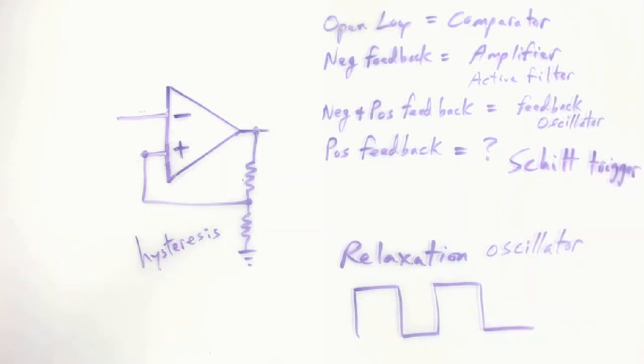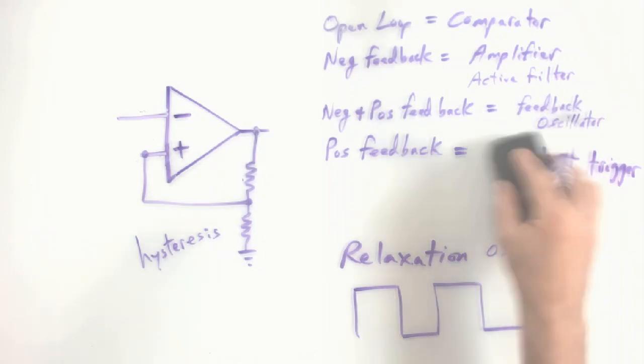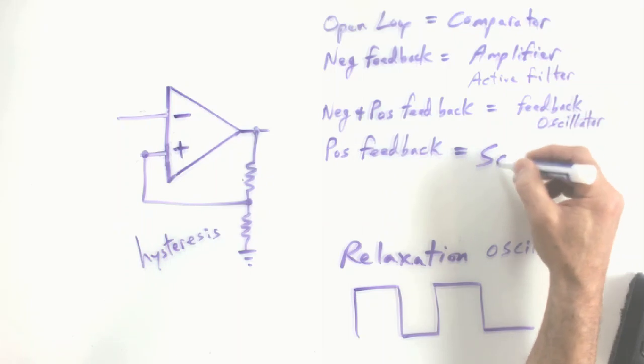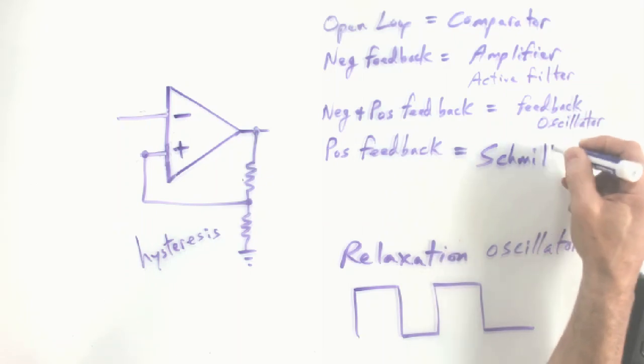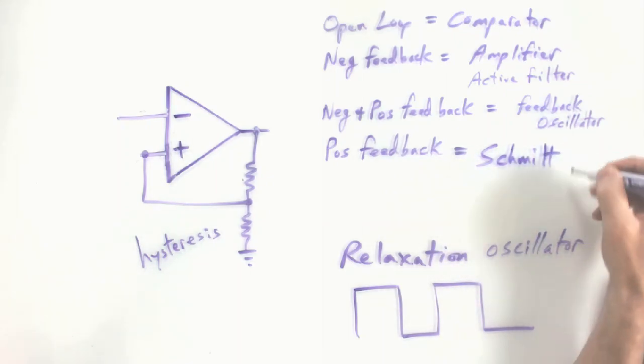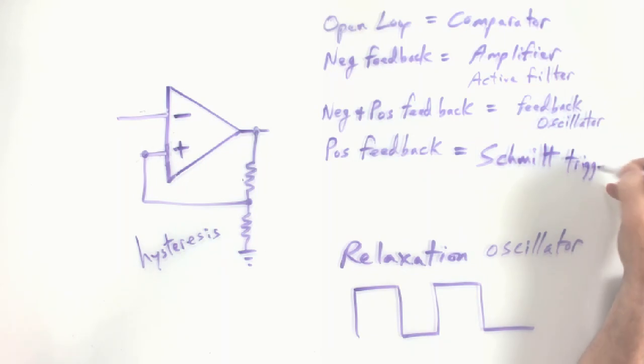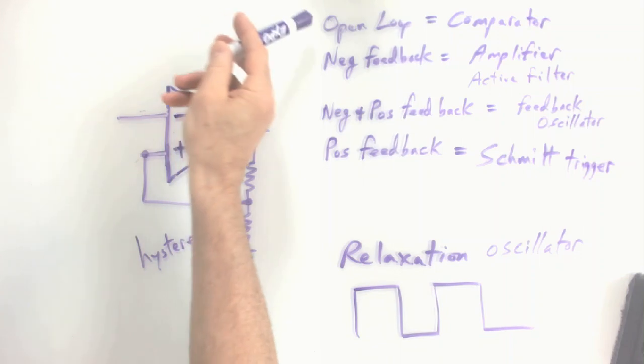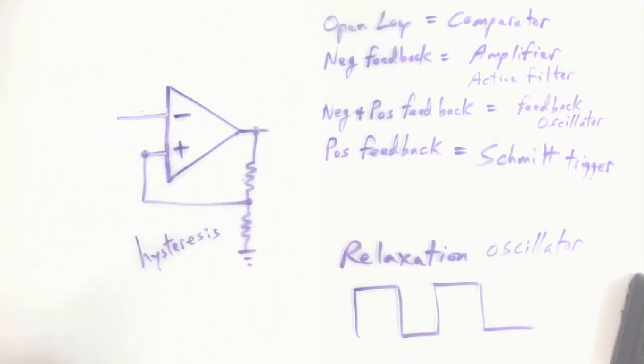So, didn't spell that right. Get that out of my way here. See if I can spell it right this time. Schmitt trigger. So that's what you have. If you take an open loop op amp functioning as a comparator and you add positive feedback, you've turned it into a Schmitt trigger. You could call it a comparator with hysteresis.